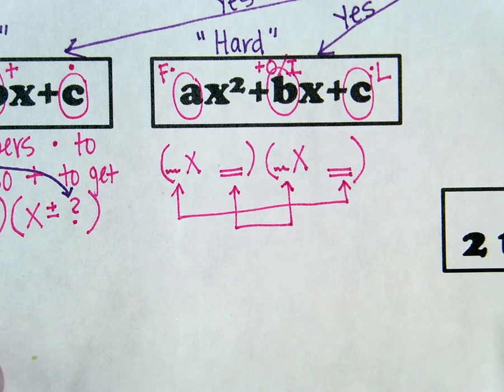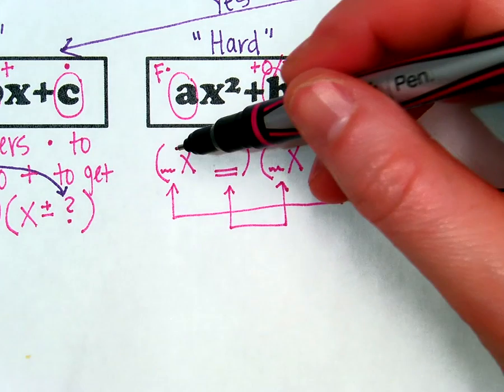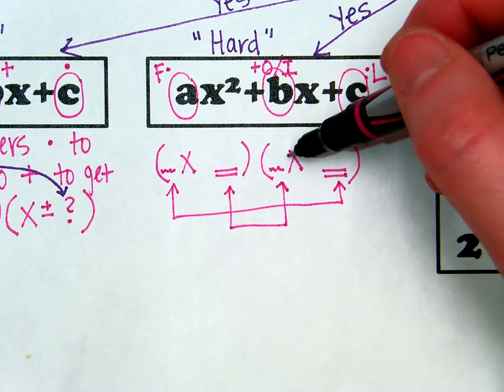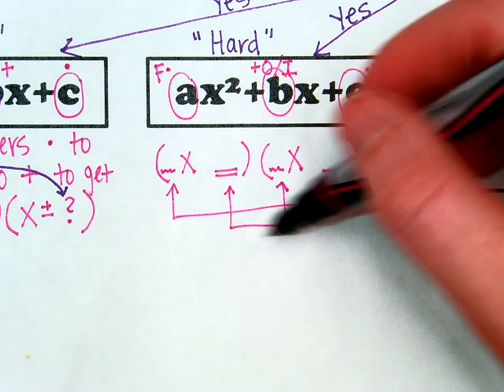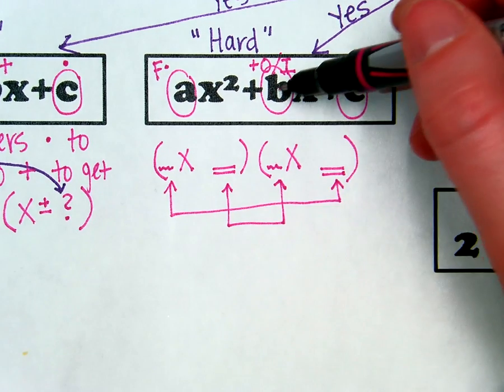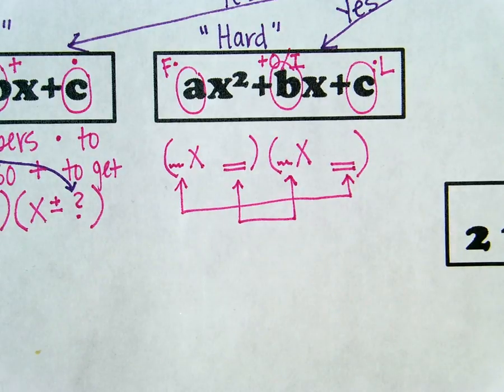So this is the trial and error one. Like, you just have to try numbers in that first position, try numbers in that last position, check the outsides and check the insides to see if they really do add up to that B number, and you just try until you get it right. There's not a super fast way to go about that, and we'll do a hard one together in a minute as well.